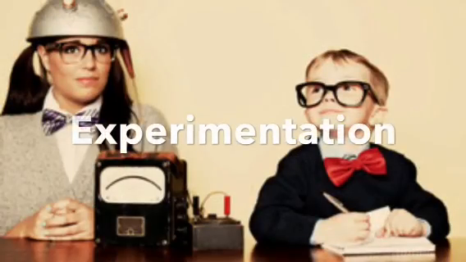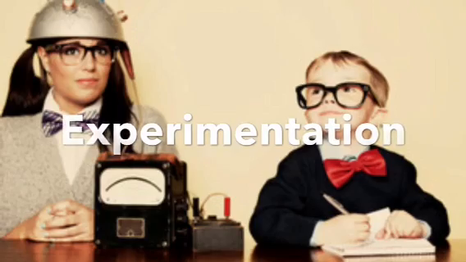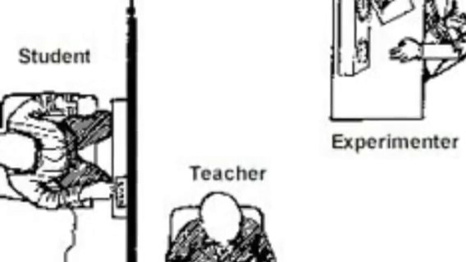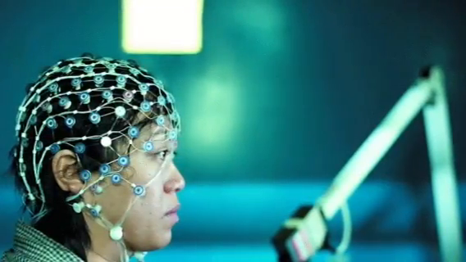Next up, experimentation. An experiment is a research method in which an investigator manipulates one or more factors to observe the effects on some behavior or mental process. Just like surveys use random sampling, experiments use random assignment to assign participants into different groups.